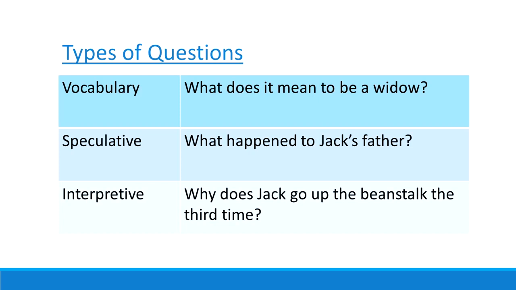A speculative question. What happened to Jack's father? Speculative is another one that goes outside the realm of the text, remember, but there's a whole lot of guessing involved. We do not know what happened to Jack's father. All we know is that Jack's mother is a widow. So we know the father has died, but we don't know how. And then interpretive. Why does Jack go up the beanstalk the third time? So there's something in the text that would support different ideas, and it keeps us focused on the text.